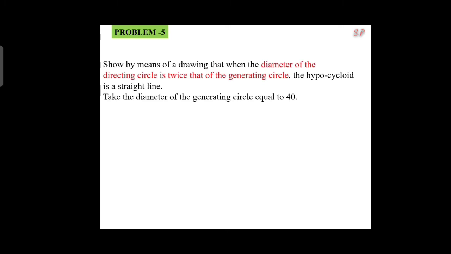Next, problem number 5. Show by means of a drawing that when the diameter of the directing circle is twice that of the generating circle, the hypocycloid is a straight line. Take the diameter of the generating circle equal to 40. Generating circle diameter is 40. Here the diameter of the directing circle is twice that of the generating circle, so the directing circle diameter is 80.